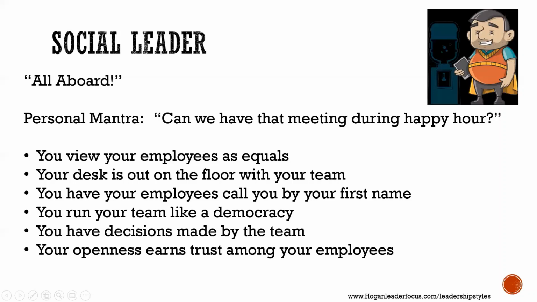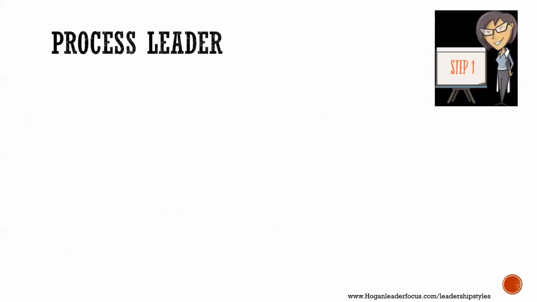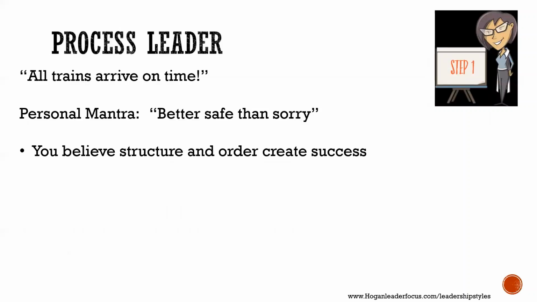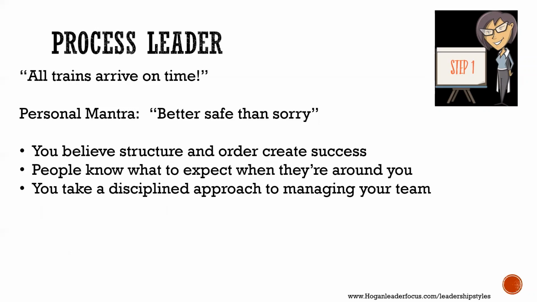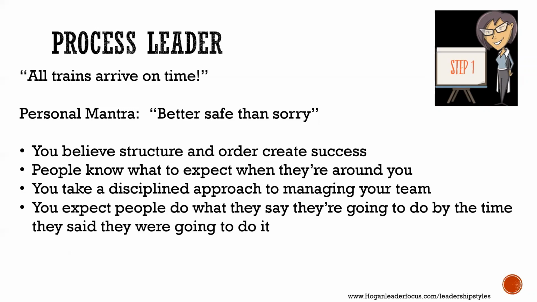Then there's a process leader. Process leaders are very step-driven people, as you can tell by our little animated character in the corner. Process leaders, you're kind of an all trains arrive on time person. Better safe than sorry, that's kind of your mantra. If we have a process, we won't mess up. That's how process leaders think. Do everything according to the process, and we will have a repeatable result that will make us successful. That is literally how process leaders are thinking. Structure and order create success.